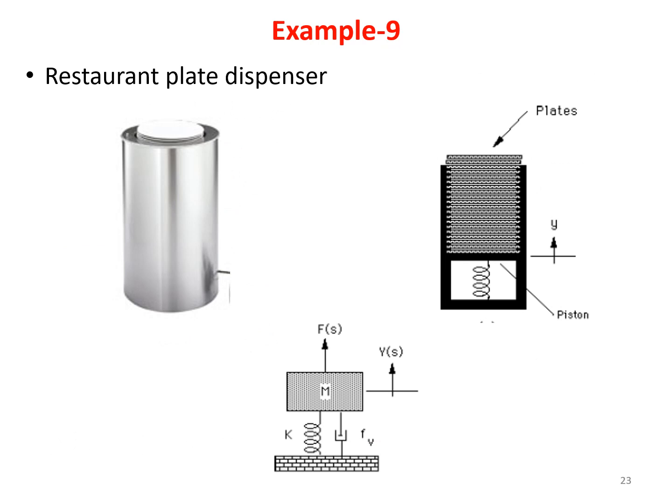These are a few examples which represent practical translational systems. Here a restaurant plate dispenser can be represented with a mass, a spring and a dashpot. Here this is the piston. So this is the mechanical system representation for a restaurant plate dispenser.